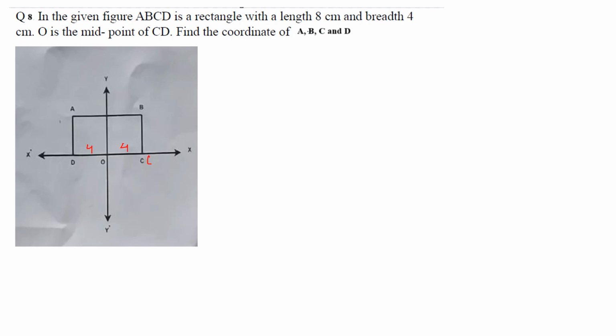This will be 4 and this will also be 4. But this is the positive x coordinate, isn't it? And the point C lies on the x-axis, so the y coordinate will be 0. Here is the negative side of the x-axis, so it will be (minus 4, 0). Now breadth is also given as 4. So the coordinate of A will be (minus 4, 4) and the coordinate of B will be (4, 4), because this breadth is 4. So these are the coordinates of A, B, C, D. Okay, now moving to the next question.